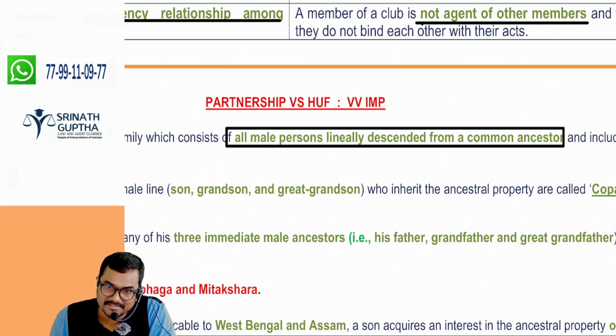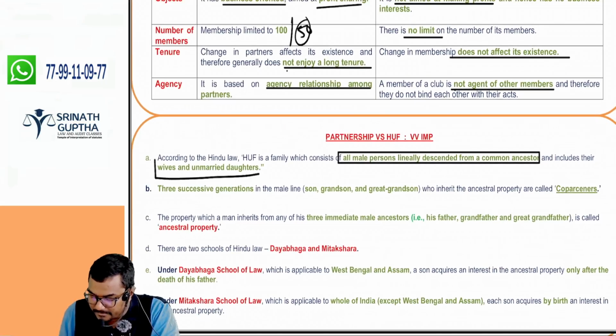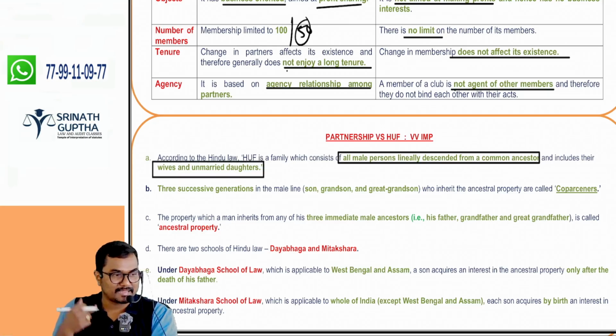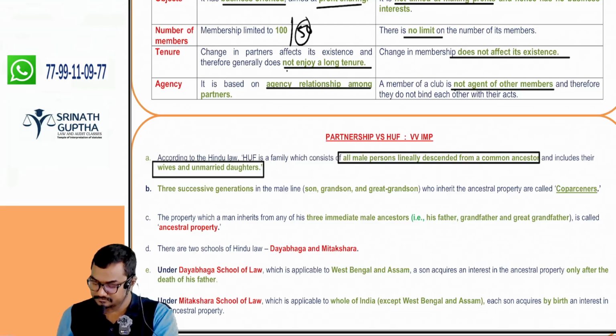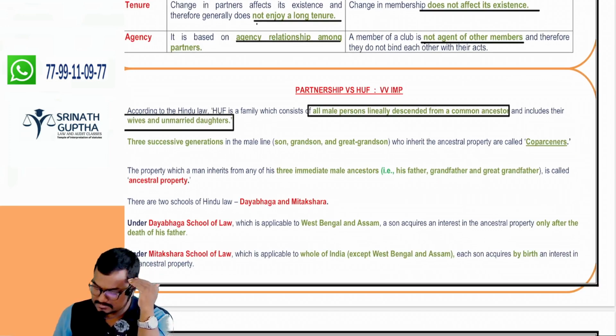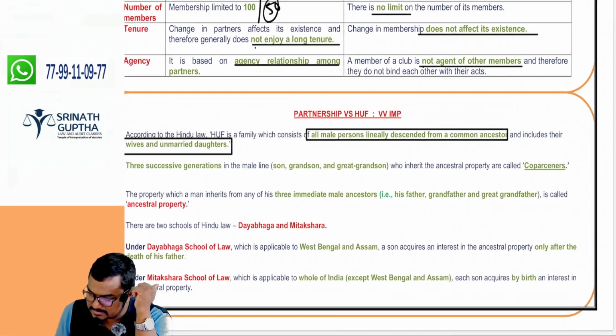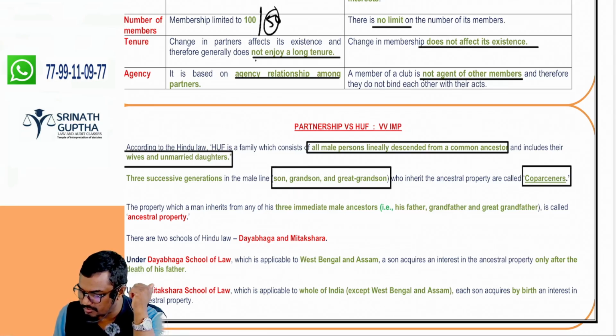It includes unmarried daughters and wives also. My wife is my family. My unmarried daughter is my family. Once she gets married, she will go to her family. Then it contains three generations, that is the son, grandson, great grandson. They are said to be co-partners, members of the HUF.